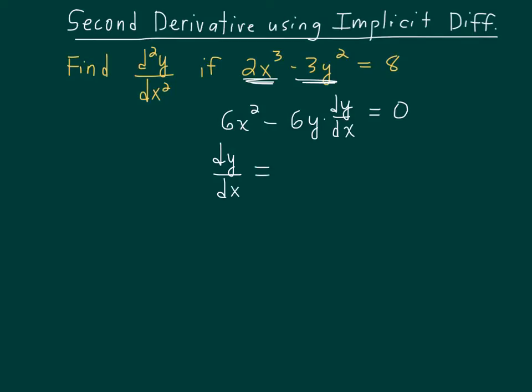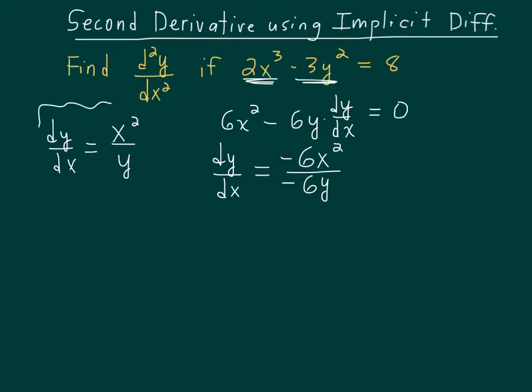So I would have to subtract over my 6x squared, and then that negative 6y is attached to dy/dx through multiplication, so I would need to divide that over. So my dy/dx, I go over here, this would simplify down to a positive x squared over y. So that is my first derivative.